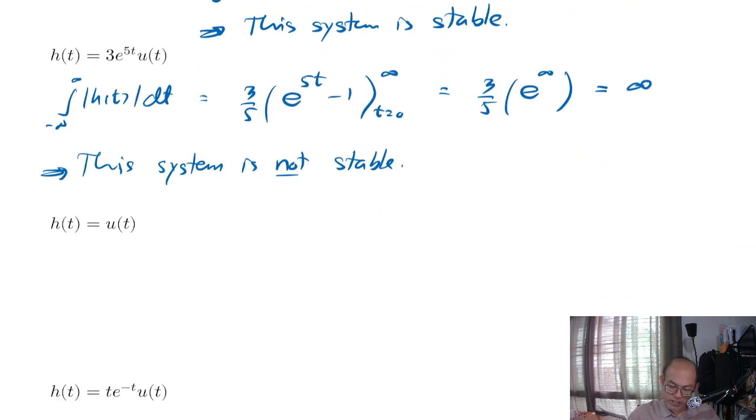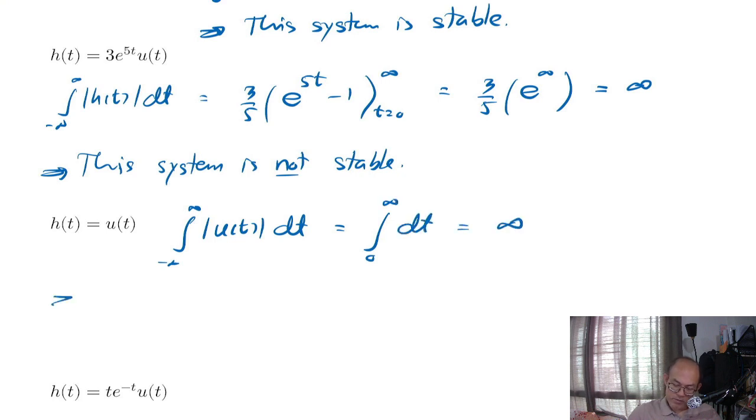Now what about h(t) equal to u(t)? Again, check the stability. For absolute u, we can drop the absolute sign, right? And start the lower boundary from 0. So that is infinity. So this system is not stable.